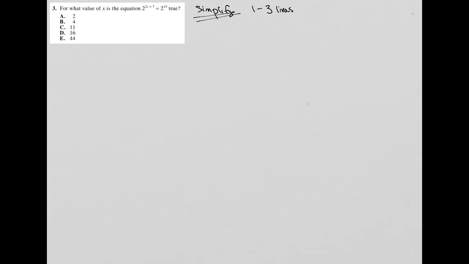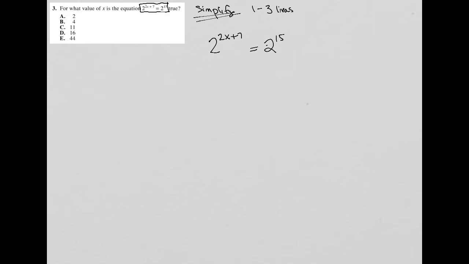What I mean is you take whatever expression or equation is provided, in this case, this here, which I'll just rewrite, 2 to the 2x plus 7 is equal to 2 to the 15th. And we just look to simplify it. Now, the question does say for what value of x is the equation true. So there's also another strategy that we can use here that I'll show you in a second.